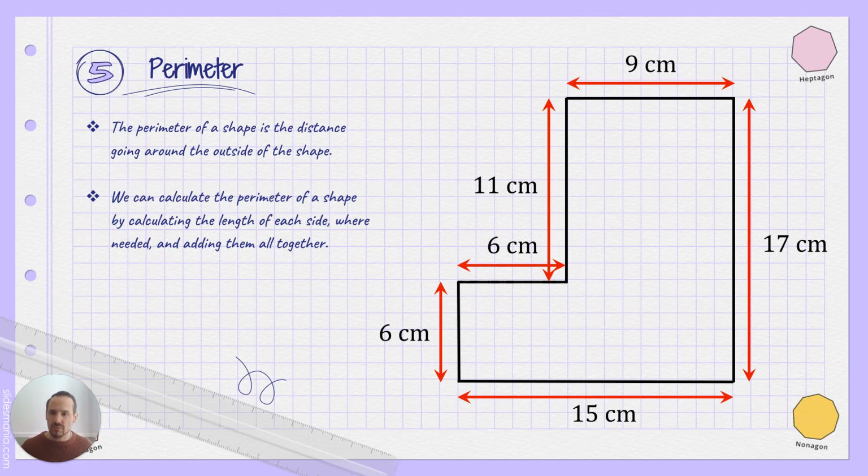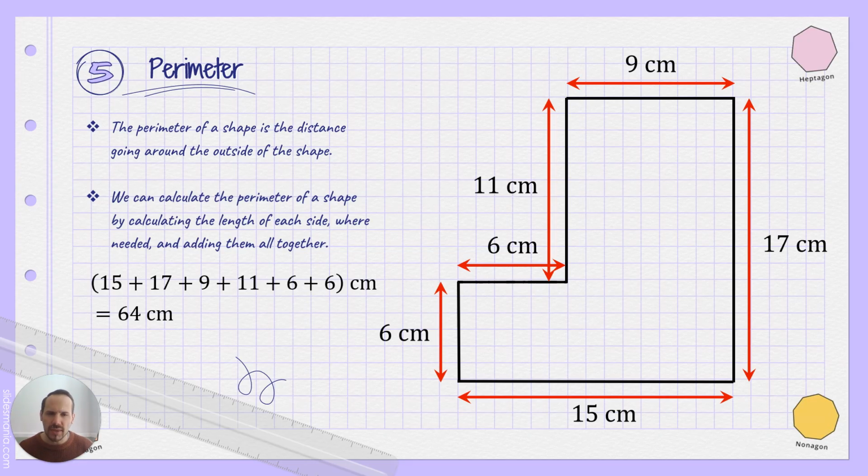Now we've got all the distances. Well, we just got to add them all up. We've got the distances of every side going around the shape. If we add them all up, that will get us the total perimeter of 64 centimeters. So that's how you deal with that kind of problem there.